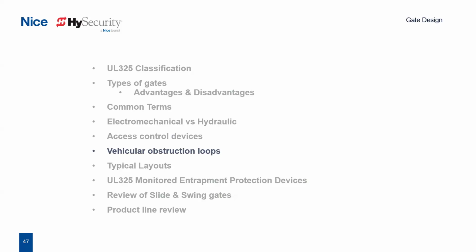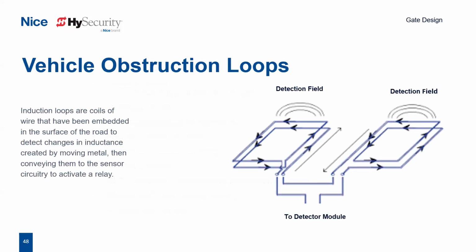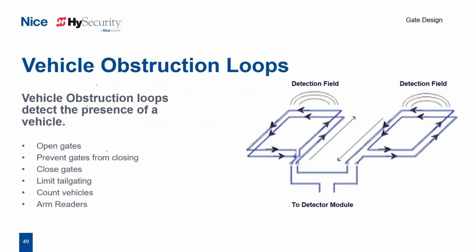Now we're going to talk about the vehicular obstruction loops. These are basically big magnets or induction loops of coiled wire that have been embedded under the surface of the roadway. Once a vehicle is detected, it'll activate the relay in the gate operator. Once the presence of a vehicle on the loop is detected, it can do one of many actions, from opening gates, preventing gates from closing, we could close the gate, we could also limit tailgating and count vehicles, which is an important part of your sequence of operation, which we're also very happy to help you with, and also can arm your readers as well.